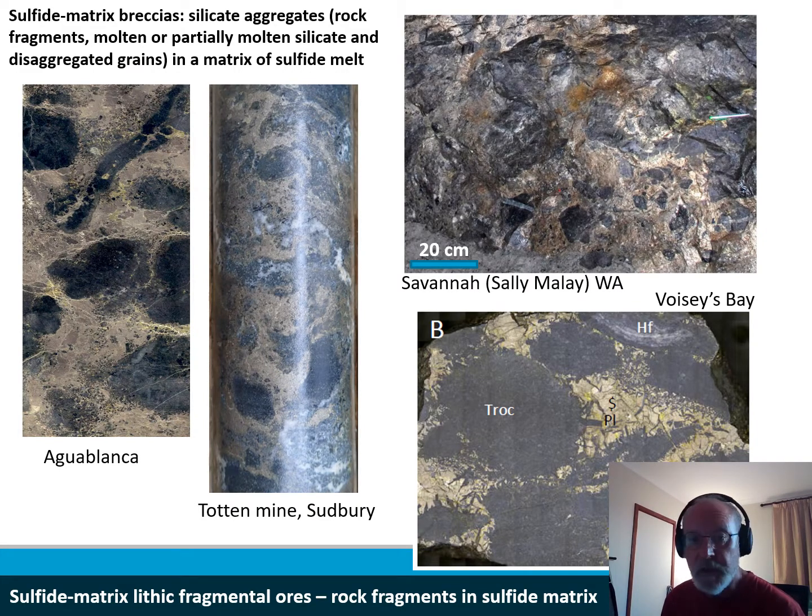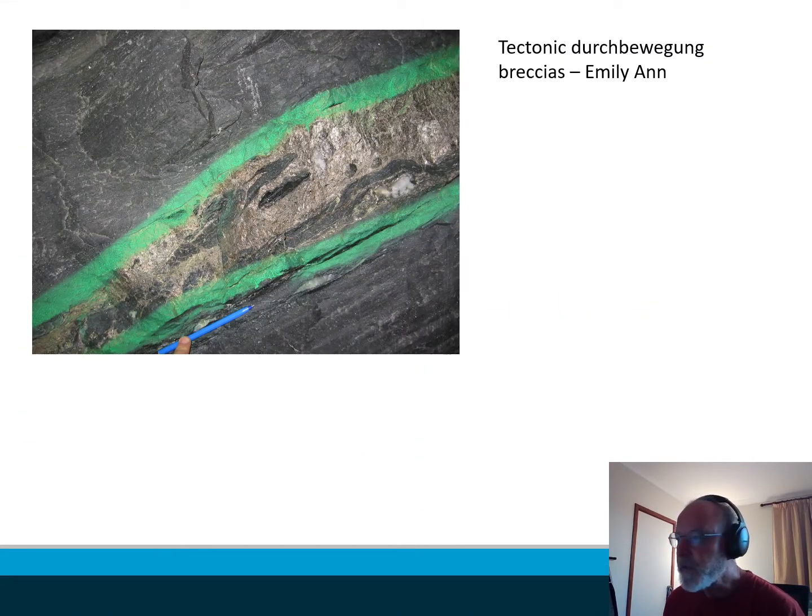So the rocks I'm going to be talking about for the next little while are what we call sulfide matrix breccias. What's a sulfide matrix breccia? Well, it's an aggregate of silicate fragments, rock fragments, molten or partially molten silicate, disaggregated grains, sitting in a matrix of now solidified sulfide melt. As we'll see, these come in quite a variety of different shapes and sizes, but I'm going to pick a couple of examples which really exemplify some of the typical features that we see in many of these ore breccias. So a couple of things I want to get out of the way first.